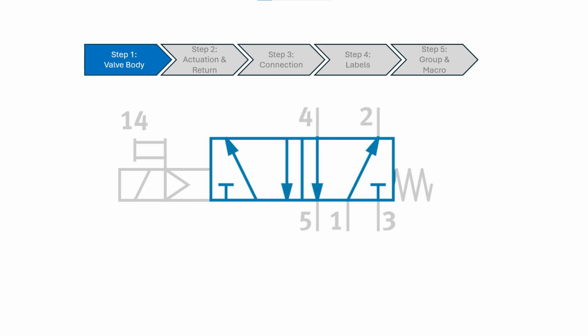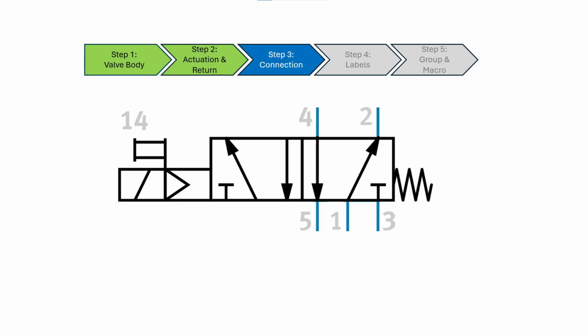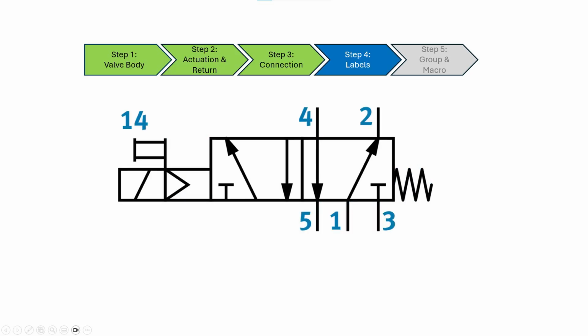We'll first make the valve body. Next, we'll work on the actuation and the mechanical spring. Then the connection points, followed by the labels. Finally, we'll make it a window macro and add it in our library. Let's go to EPLAN.